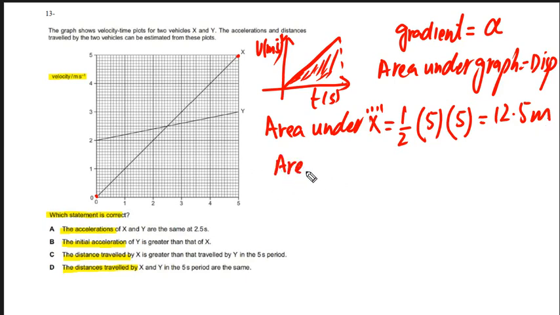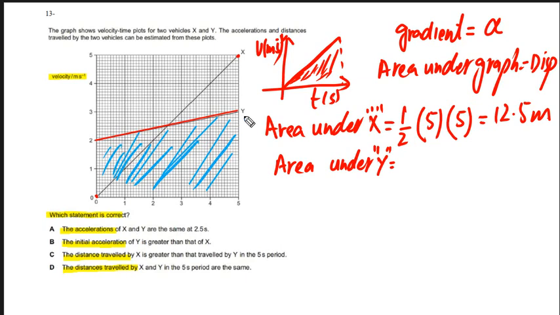Next we also need to find out the area under Y. But for the area under Y we have to be clear about this one, because most of the time students get confused with it. They don't understand which area they need to calculate. So let me highlight which area we need to calculate. This is the area that we need to calculate.